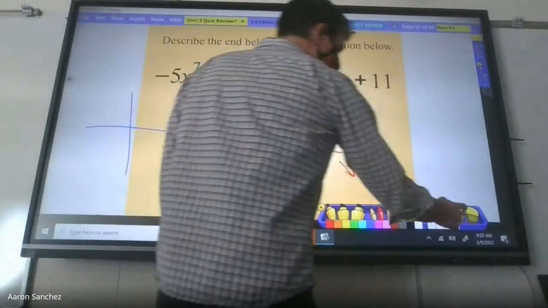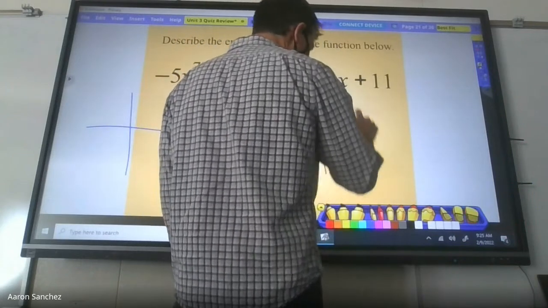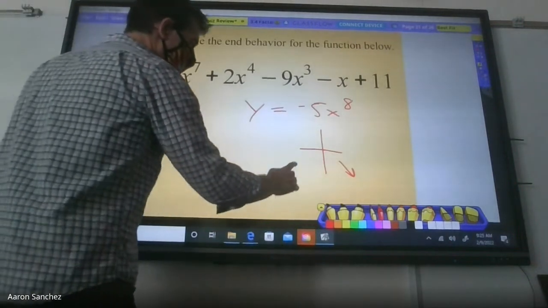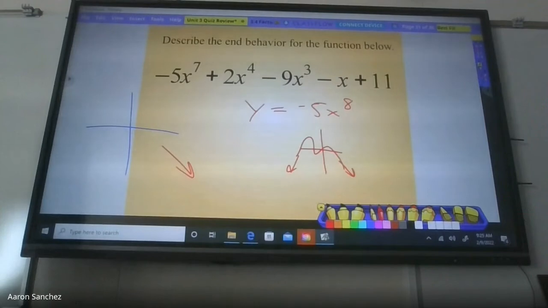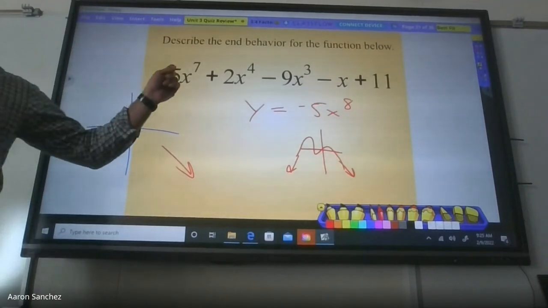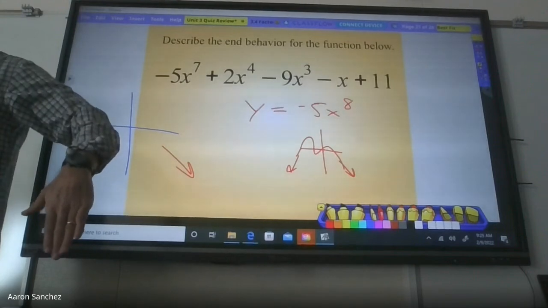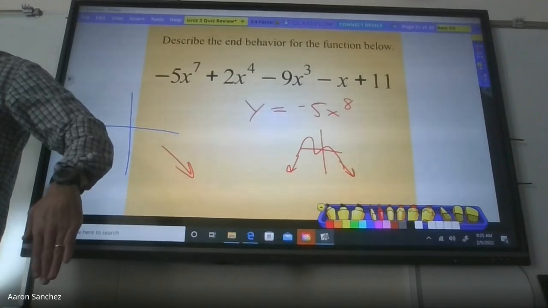But what if I said that this was 8? They both end down, because it's even. Whatever's in the middle, I don't know. You look at the sign, then you look at the exponent. Bella, does that make sense?